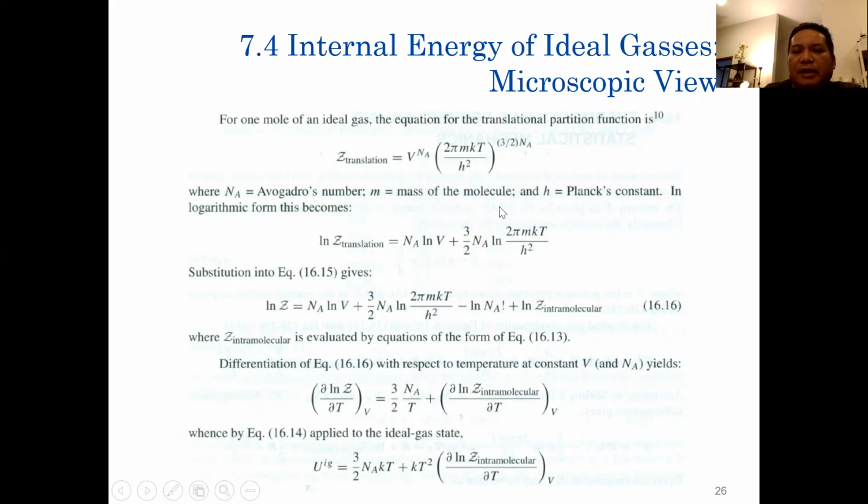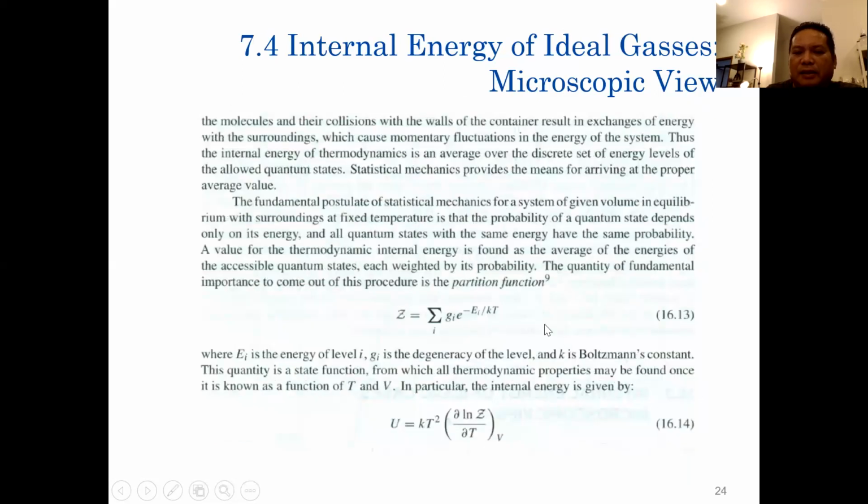The Z translation can be denoted by this equation here, where Na is the Avogadro number, M is the mass, and h is the Planck constant. Z translation in ln can be written in this part here, and then substituting into the previous equation, Z can be written in this formula here. Then Z intermolecular is evaluated from the form of equation 16.3, this equation here.